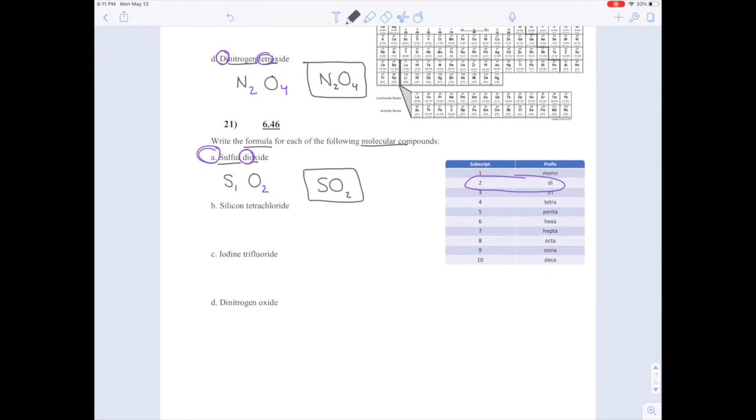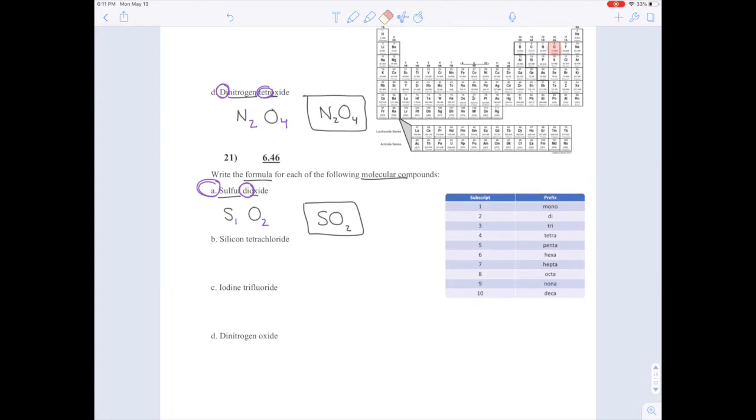Okay, B, silicon tetrachloride. First things first, let's write down the symbols for these elements. So silicon is just underneath carbon on the periodic table, so the sort of top right, and the symbol for that is Si. Chlor is referencing chlorine. Chlorine is on the right side of the periodic table, and sort of the top right. The symbol is Cl. Okay, so much for the symbols.